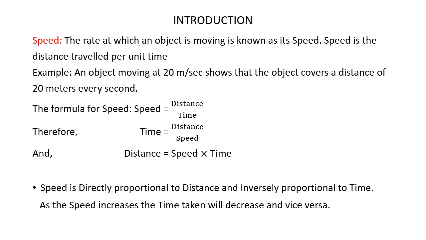Now you should know that speed is directly proportional to distance and inversely proportional to time. This means that speed is directly proportional to distance. This means that if speed is increased, then the distance traveled will also be more for a particular period of time. And if speed is reduced, then the distance traveled will also be less for a particular period of time. So speed is directly proportional to distance.